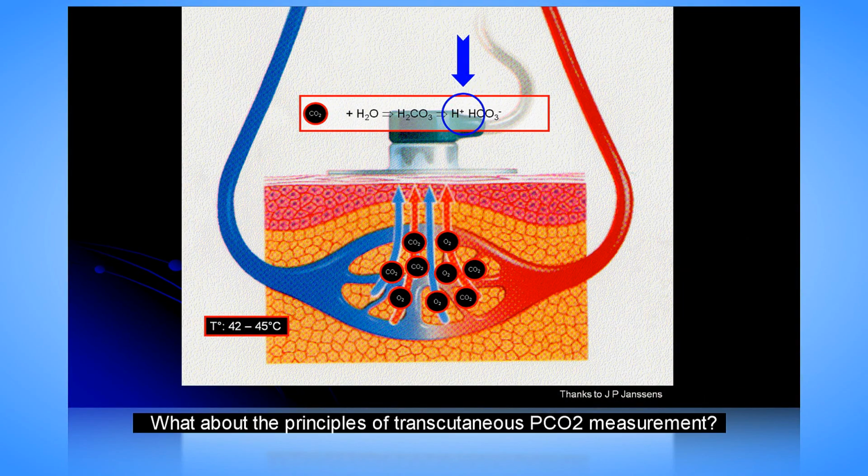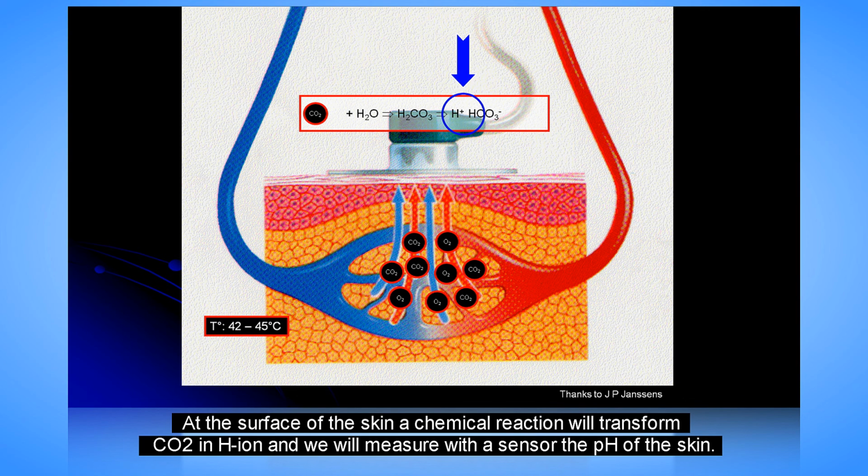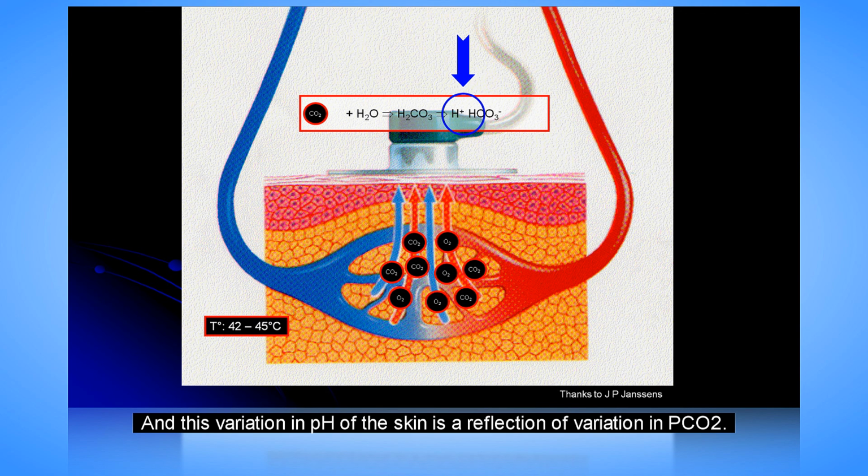What about the principles of transcutaneous PCO2 measurement? It consists of warming the skin to increase the transport of CO2 to the surface of the skin. At the surface of the skin, a chemical reaction will transform CO2 in hydrogenium, and we will measure with a sensor the pH of the skin. And this variation in pH of the skin is a reflection of variation in PCO2.